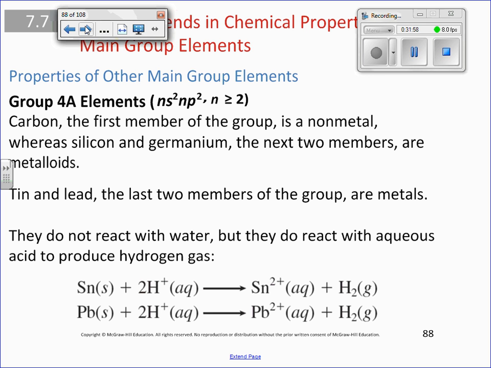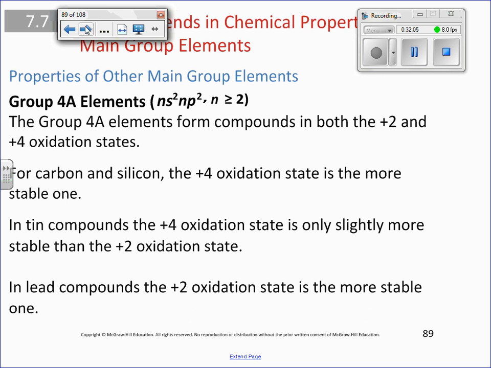And you did that when you did properties of acid. You guys did properties of acid, right? You had to collect the gas. Remember, you collected the hydrogen gas and lit the pop. Well, that's what happens in those reactions.